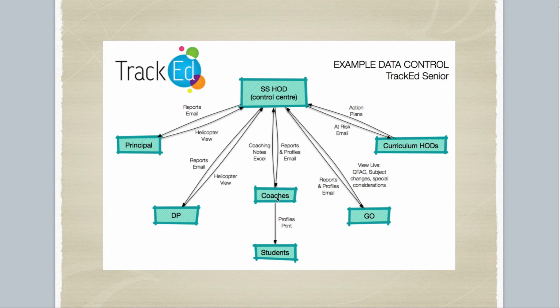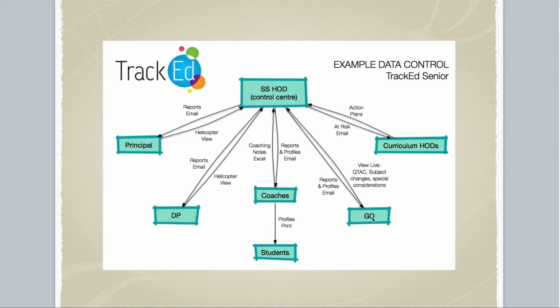We've also got our coaches here. So the coaches would receive reports and profiles via email. So the profiles might be compiled, all of the data might be checked to make sure it's correct. We've put in the latest OP estimates, we've put in the latest QCE data. And at that point, that might actually just get emailed as a list of profiles to each of the coaches. Those coaches can print them out, have those coaching sessions. They can actually give the students a copy of each of their profiles, and then the coach would send back the coaching notes via Excel.